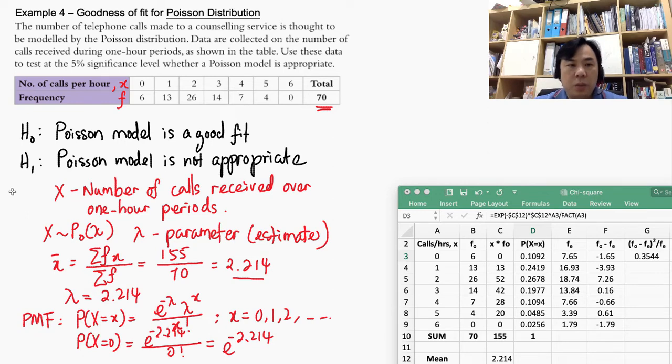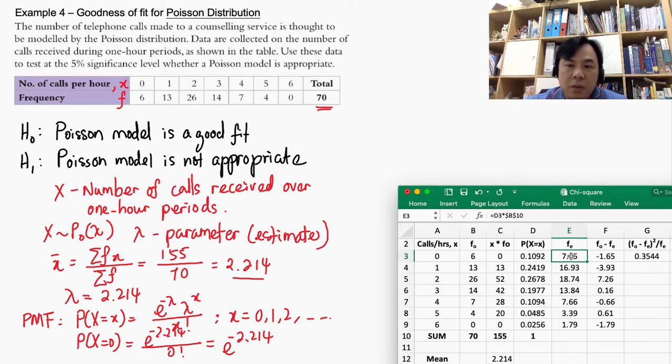And then from there, you should be able to obtain this 0.1092 as its probability. Okay. And then you're going to repeat that for each one of these individual probabilities. Once you are done, we can calculate the expected frequency.